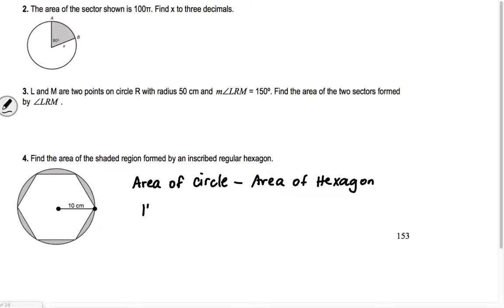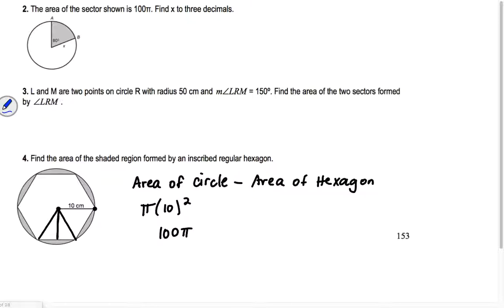So our area of our circle is pi times 10 squared. That's easy. That's 100 pi. Got that. Our area of our hexagon is a little bit harder. Remember when I showed you guys this, you were working with your partners, we drew in something called an apothem. We're just going to draw it on the hexagon.